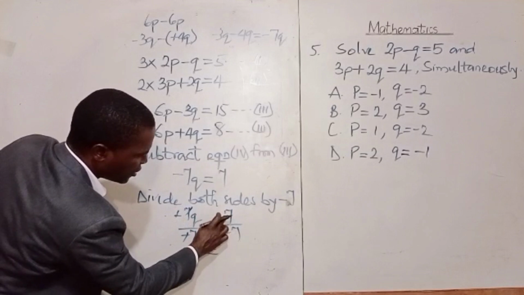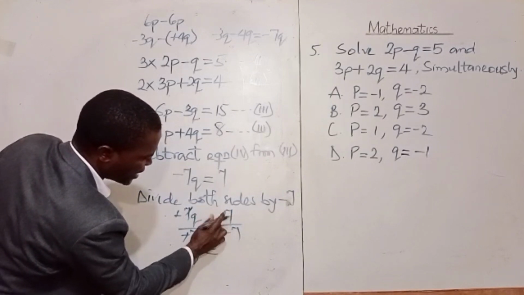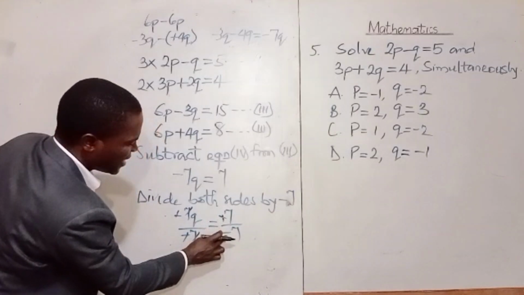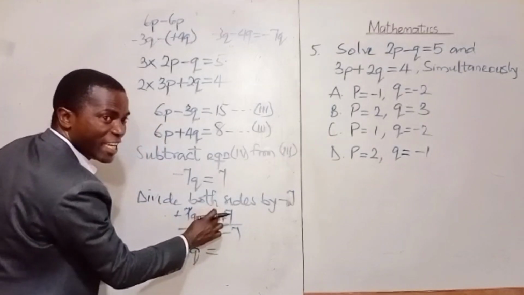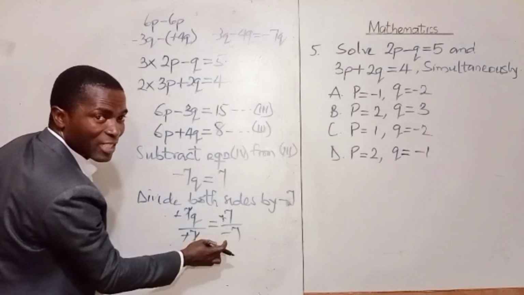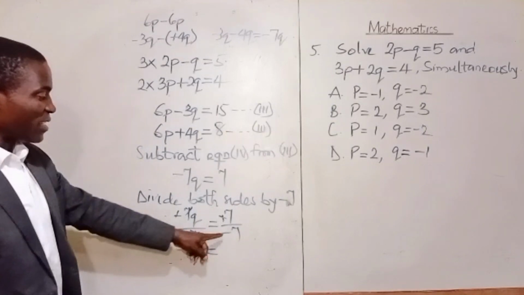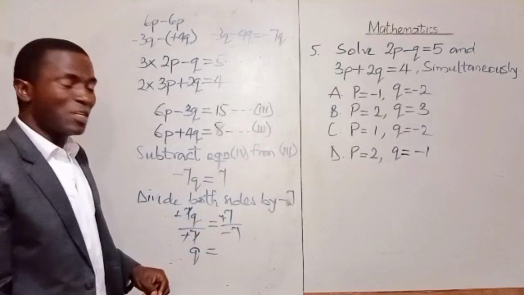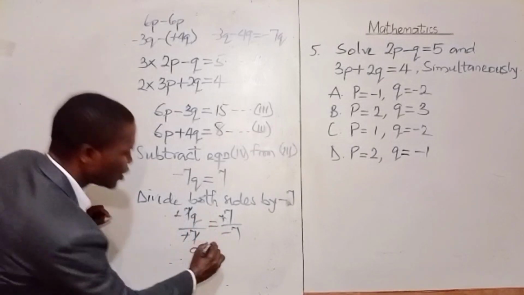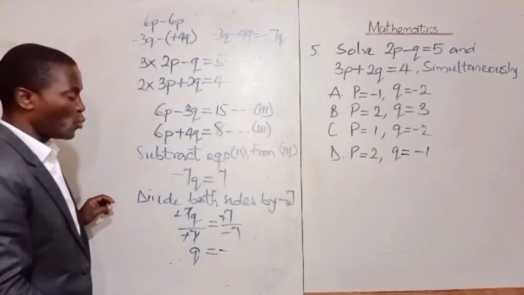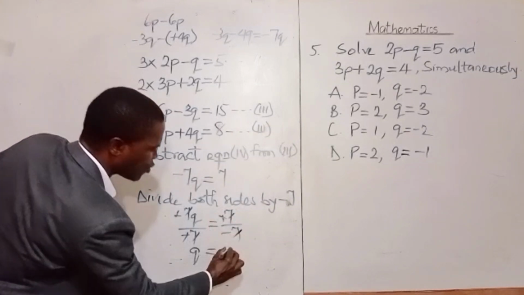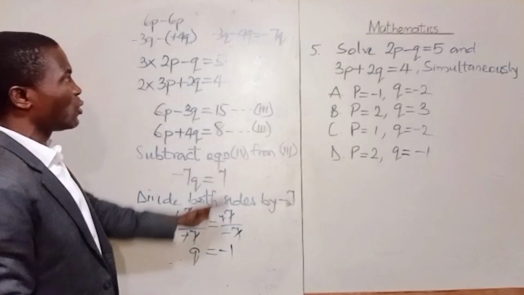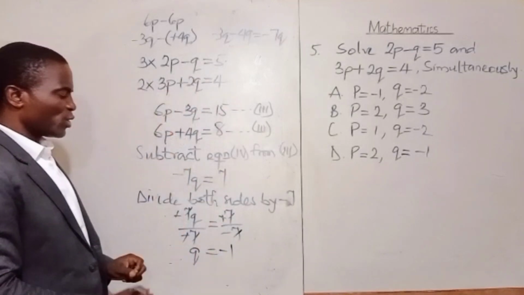Then we have 7 divided by minus 7. Plus divided by minus is like minus fighting against plus. Minus is a very strong animal, just like a lion. When it's fighting with plus, it will deal with plus. So here we're going to have minus, because minus will win. 7 cancels 7, that is 1. So the value of q we are looking for is minus 1.